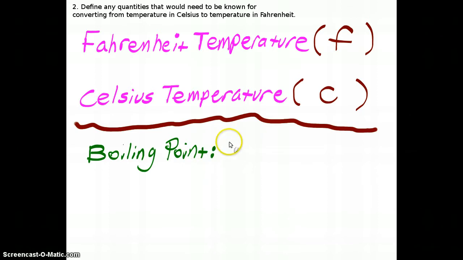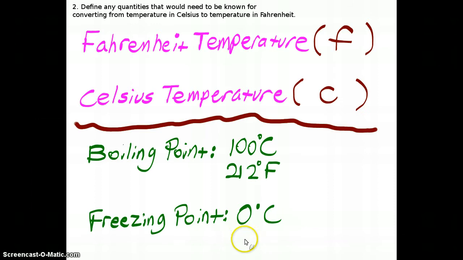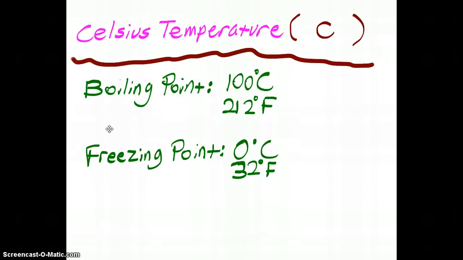We can say that the boiling point is either 100 degrees Celsius, or 212 degrees Fahrenheit. Then we also had to look at the freezing point of water. From our warm-up, we found that the freezing point of water was either 0 degrees Celsius or 32 degrees Fahrenheit.